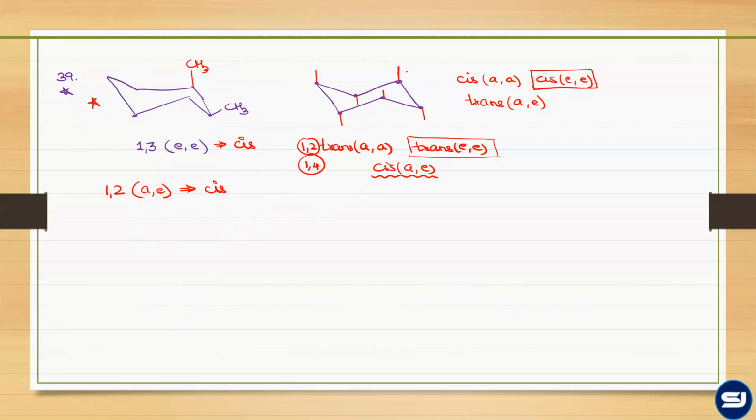I'll explain it once again. This is the axial and this is the axial position. If the two axial positions are up and down, what type of isomer is that? Trans. Similarly, if AA is trans, even the EE of 1,2 will be trans. Just I got it now. I got it. Third structure.